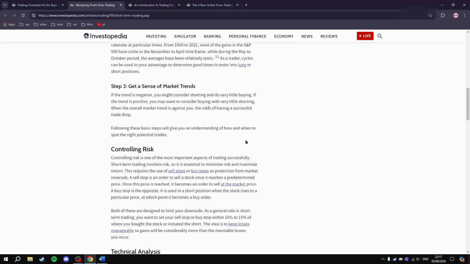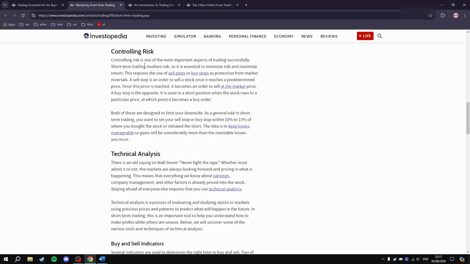Now we're on to controlling risk. Controlling risk is one of the most important aspects of trading successfully. Short-term trading involves risk, so it is essential to minimize risk and maximize return. This requires the use of sell stops or buy stops as protection from market reversals, so stop losses. A sell stop is an order to sell the stock once it reaches a predetermined price. Once this price is reached, it becomes an order to sell at the market price. A buy stop is the opposite. It is used for a short position, where the stock rises to a particular price, at which point it becomes a buy order. I'm not sure if this article is focused more around stock trading rather than actual forex trading.